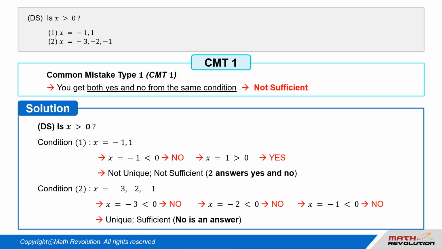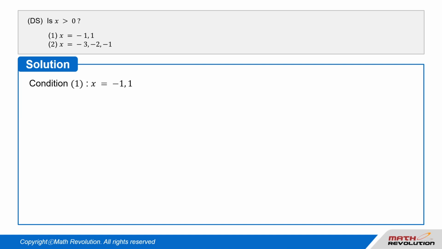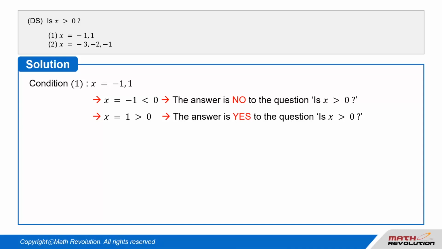According to CMT1, if you are getting both yes and no from the same condition, the condition is not sufficient. Therefore, let's take a look at each condition separately. Condition 1 tells us that x equals -1 and 1. This means x is less than 0 when x is -1. So our answer to is x greater than 0 is no.